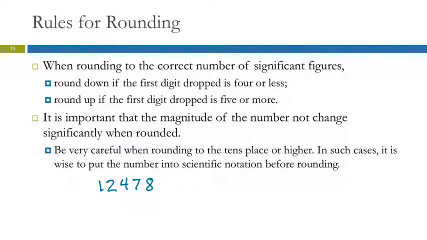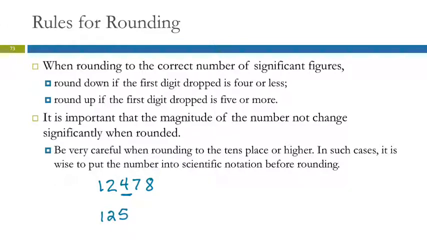Let's say I have this number and I want to round to 3 significant figures. What is the name of that place? So this is the ones, remember? Tens, hundreds, right? Here it says, be very careful when rounding to the tens place or higher. In such cases, it's wise to put the number into scientific notation before rounding. Because the common thing that I see happening is people say, okay, I'm rounding to this place. The 7 tells me I round up, and they say, this is 125.